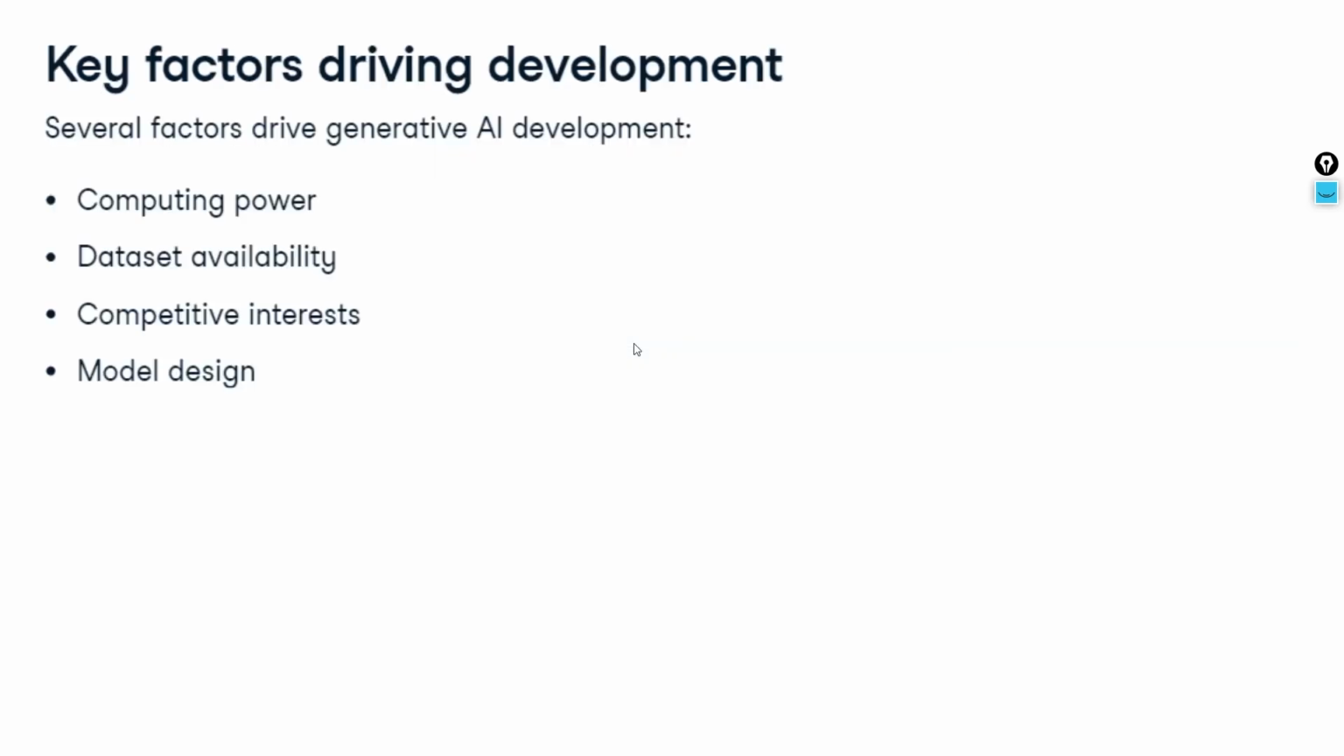So now let's discuss some of the key factors driving the development of generative AI. First is better computing power, that is, computers have become faster and more efficient. Next, we had access to more data, because of dataset availability. Next is competitive interest. Many tech companies and governments are pushing for better AI to stay ahead, and of course the model designs. So these are the major key factors which help generative AI grow faster.